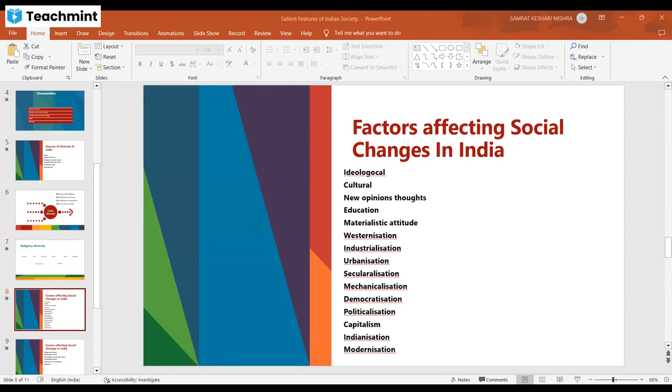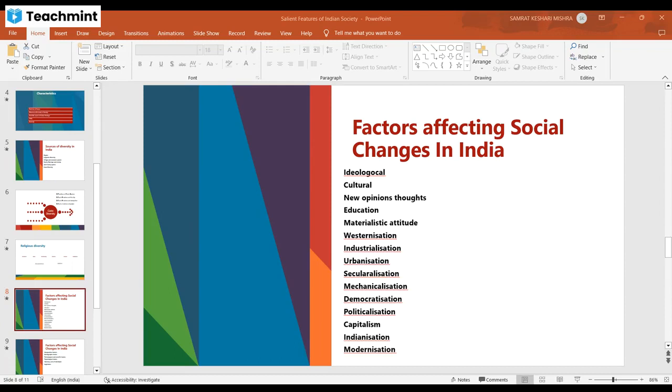Female empowerment, women empowerment. Then education is the most important, powerful tool for social change. Education leads to modernization. Education provides critical thinking, critical analysis of any issue: what to accept, what not to accept, what to do, what not to do. So education makes you a complete man. Then there is materialistic attitude. Materialistic attitude means our desire towards sophisticated instruments like the television, refrigerator, air conditioner, all those things. So materialistic attitude is conducive to change.